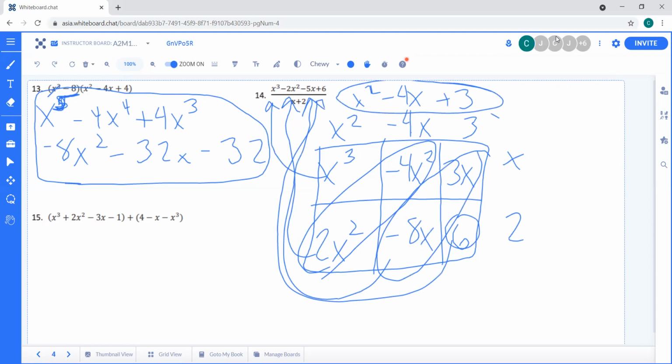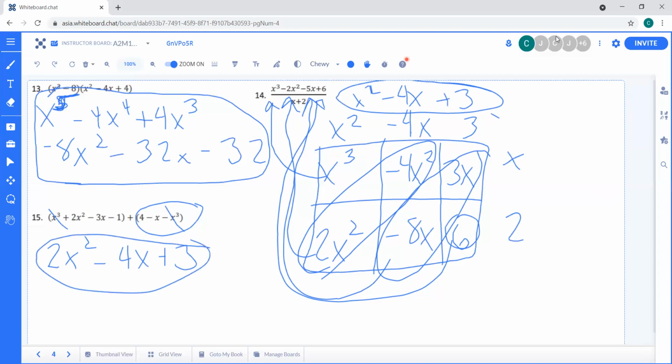Okay. Once again, just combining our terms. Notice this is not a standard form. Don't let that trick you. Negative x cubed and x cubed cancels. There's no x squared in this polynomial, so we write that down. Negative 3x and negative x will be negative 4x. 3. Like that.